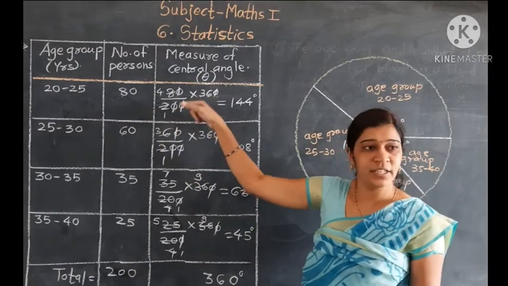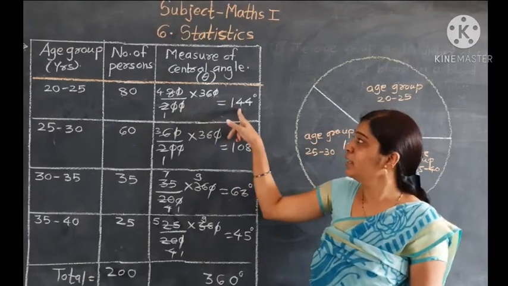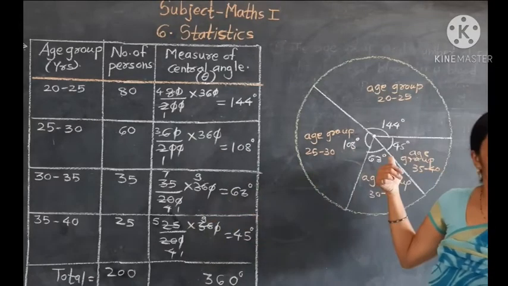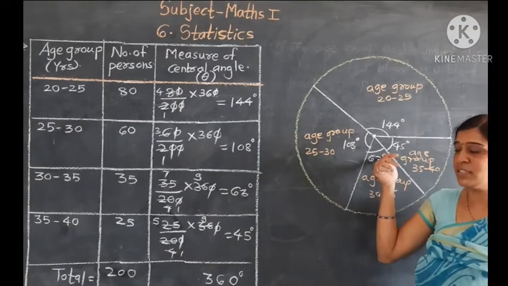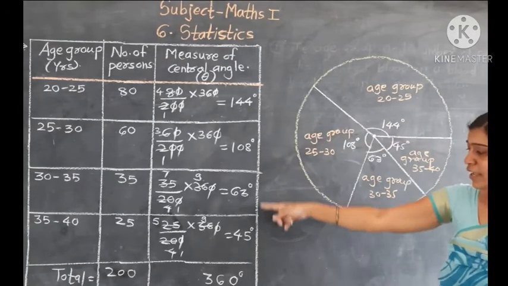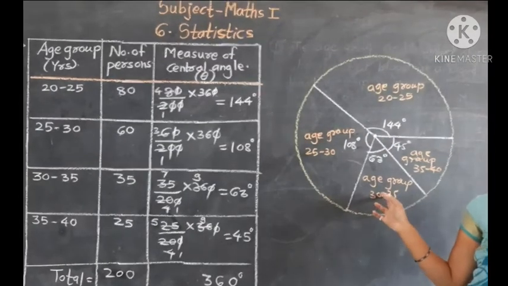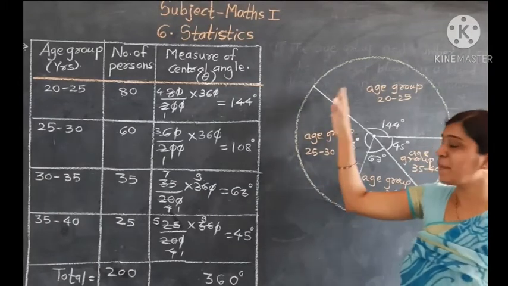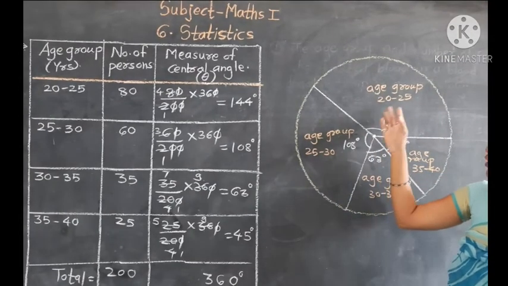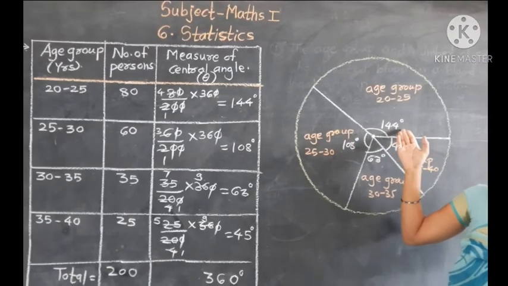Into 360. Calculate this carefully. Similarly, calculate all the terms and then draw a circle with any suitable radius. Join first any radius and draw the angles, different angles, and the figure formed is the pie diagram. From this pie diagram also we can explain which age group has the maximum number of donation.